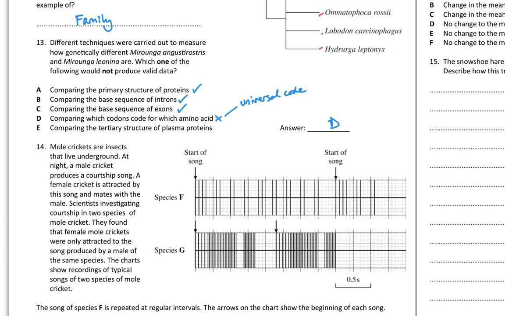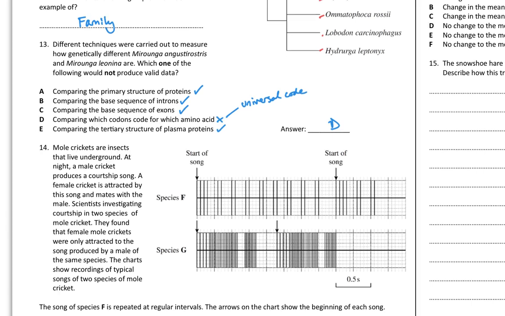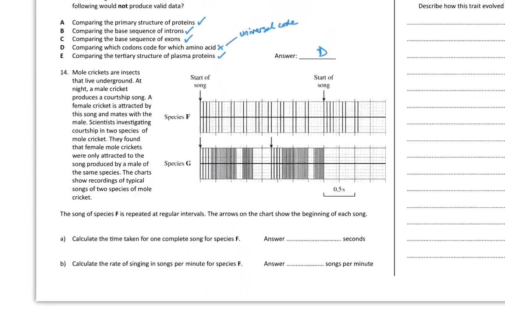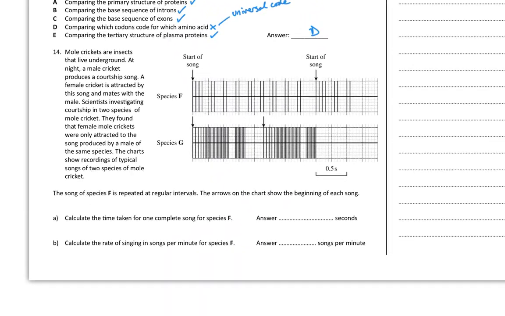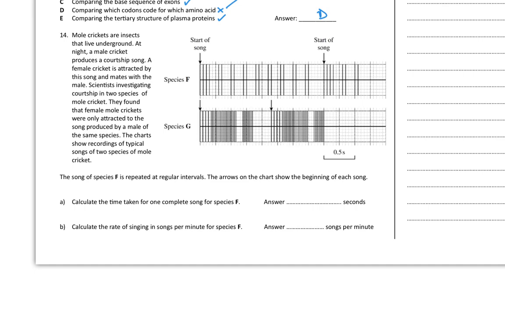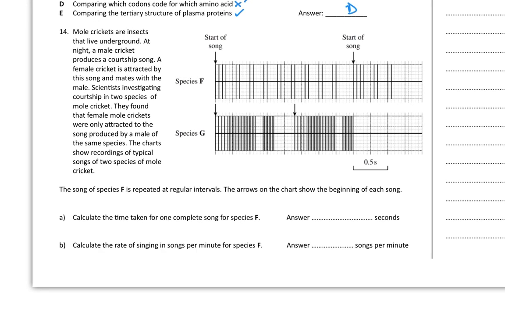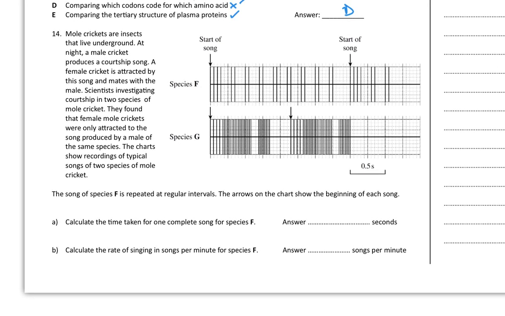Just take comparing the tertiary structure of plasma proteins. No, we do that with immunological techniques. So it's definitely D, because that's the opposite. It's the same thing about life. It shows that we're all related because we all have the same codon map. AUG codon always codes for methionine in all of life, again, apart from these archaea bacteria that branched off really early.